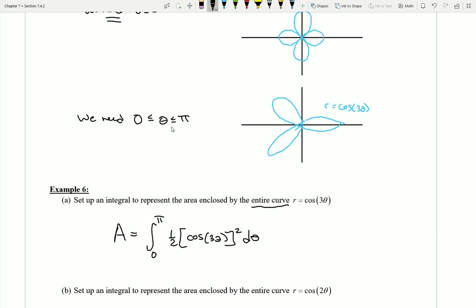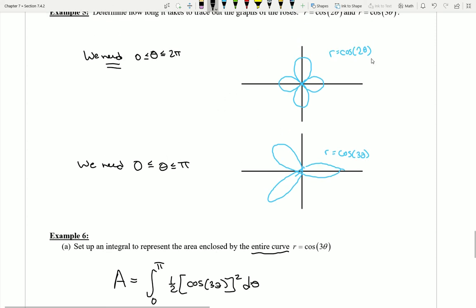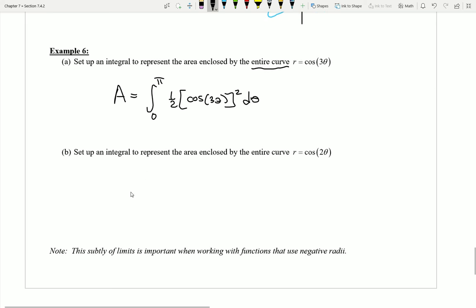If I was to use 0 to 2 pi, that would actually double trace this, and it would generate double the amount of area. Notice, though, that for finding the area enclosed by this curve, I would need to go ahead and use the bounds 0 to 2 pi.